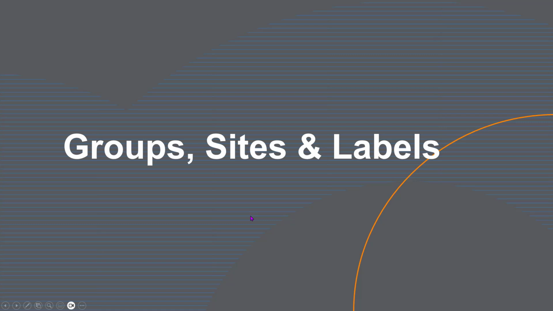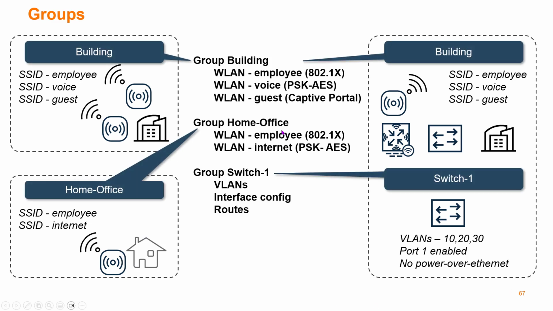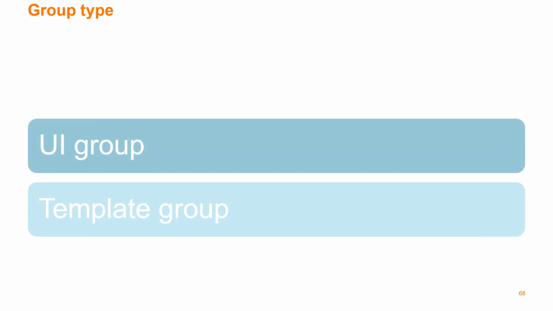now we'll talk about the basic concept of groups, sites, and labels. A group is where you push the config to a device. So any member or any device belongs to a group. They will be receiving the configuration that you push into the group itself. Whether these be access points, a switch, a gateway, or any device, they will be inheriting the settings in the group. Now with that, there are two types of groups. We have user interface groups and we have template-based groups. We will also double check and show you how to create these groups.